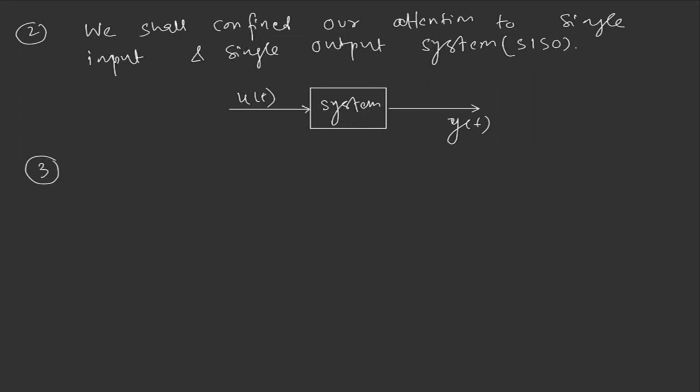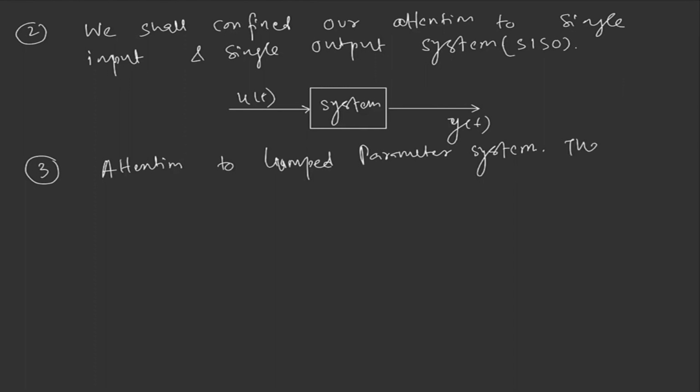And third part, we'll also confine our attention to the lumped parameter system. So what is lumped parameter system? Those systems whose behavior can be analyzed or described by ordinary differential equations.